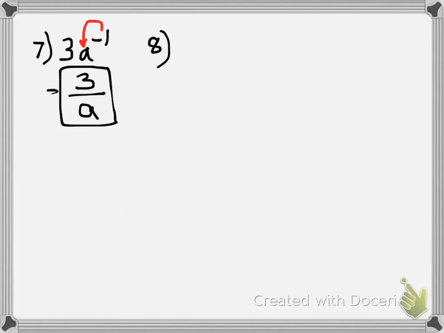Okay, let's get a little bit more confusing. Negative 4x squared y to the negative 5th. So now all we're doing is interpreting answers really at this point. Who thinks they know how to write this correctly? Negative 4x squared y to the negative 5th. Negative 4x squared over y to the 5th.